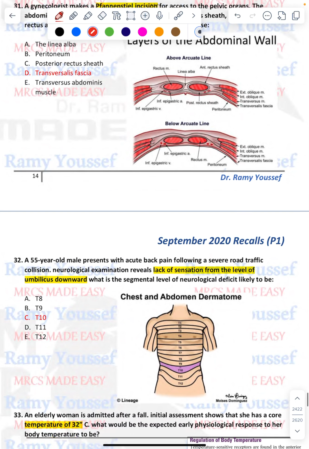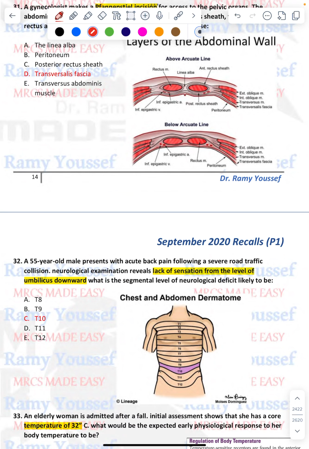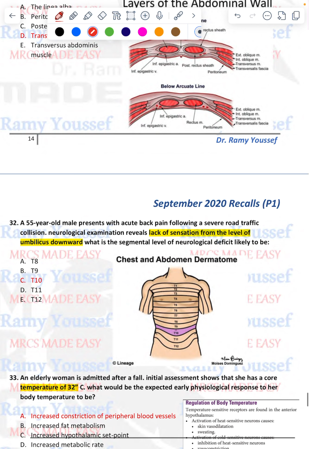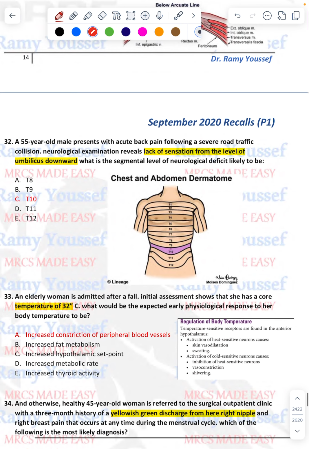An elderly woman is admitted after a fall. Initial assessment shows a core temperature of 32. What would be the expected physiological response to her body temperature? Options are given: regulation of body temperature, increased peripheral vasoconstriction should be first.